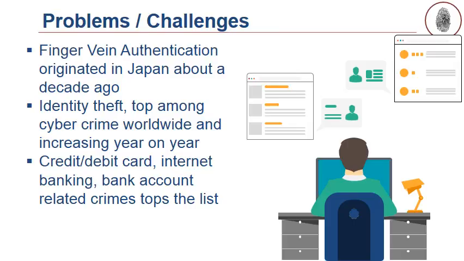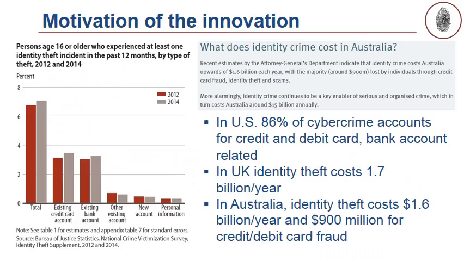Fingerprint authentication technology actually originated from Japan about a decade ago. The main reason being identity theft was among the highest in Japan, and so is it now. Of all the cyber crimes, identity theft tops the list. And of all the identity thefts, credit and debit card and internet banking account related crimes are the highest. And what's the motivation of the innovation?